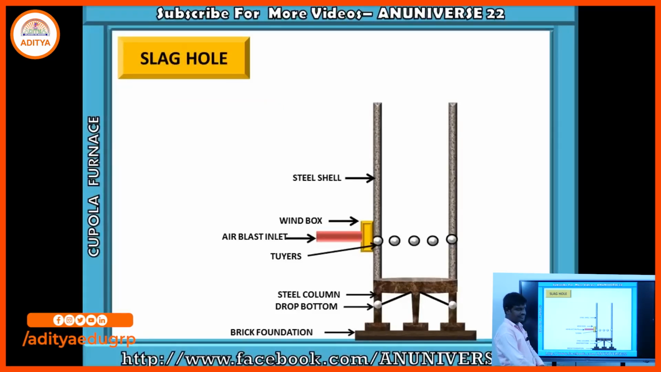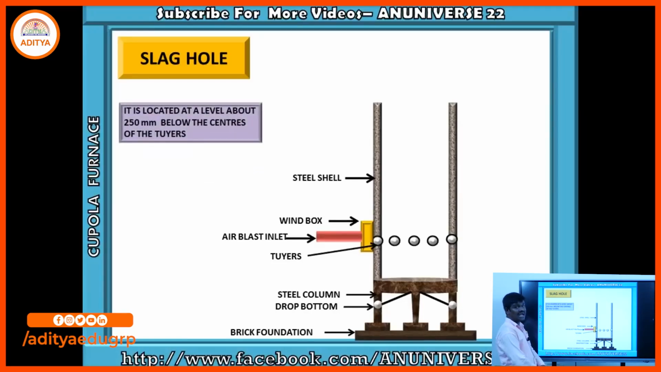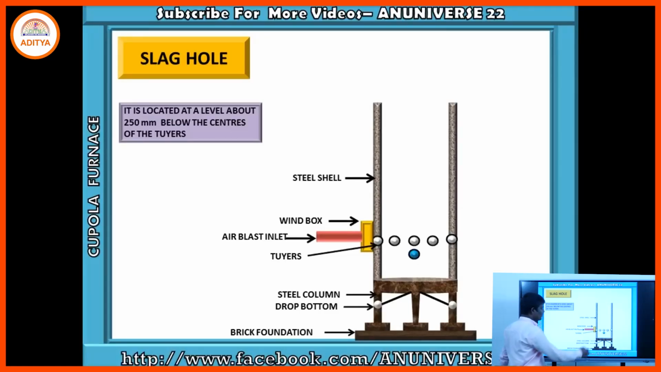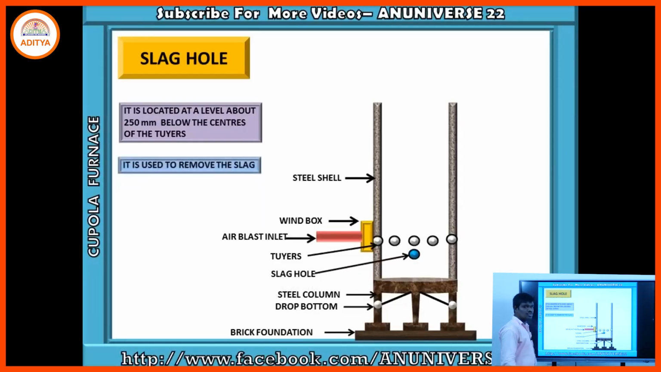Slag hole. The slag hole is used to remove the slag. It is located about 250 millimeters below the center of the tuyeres. From the tuyeres it is positioned here. That is called the slag hole, and it is used for removing the slag.